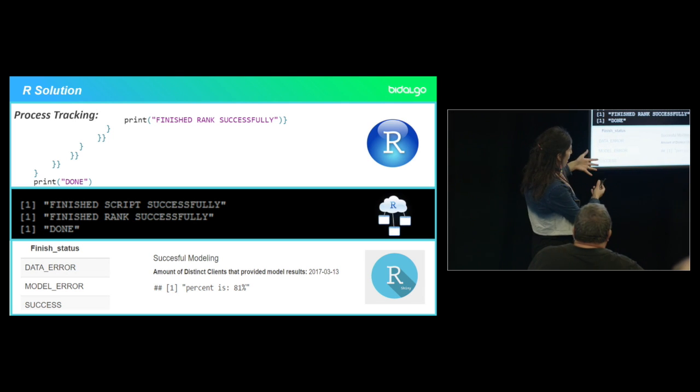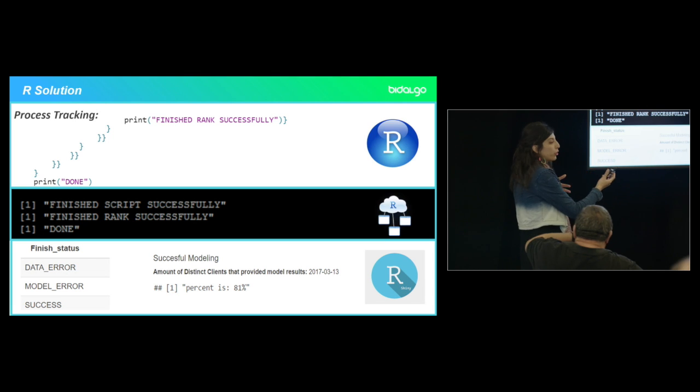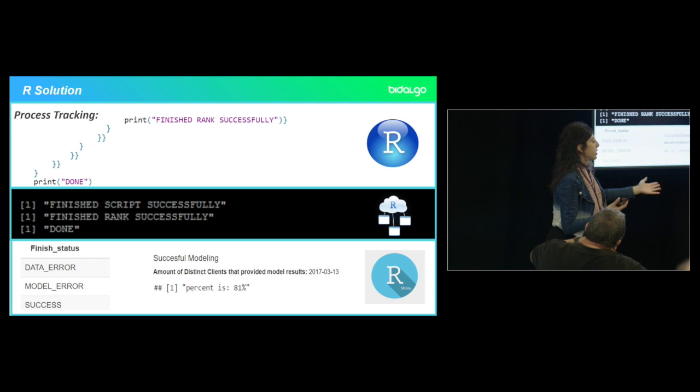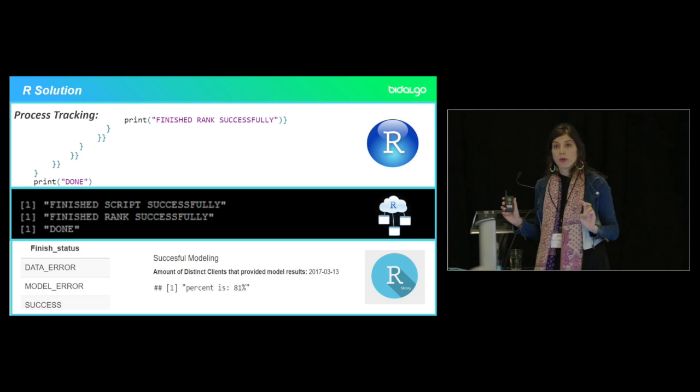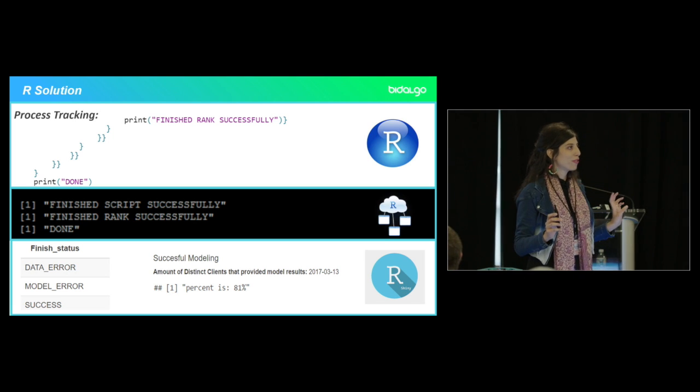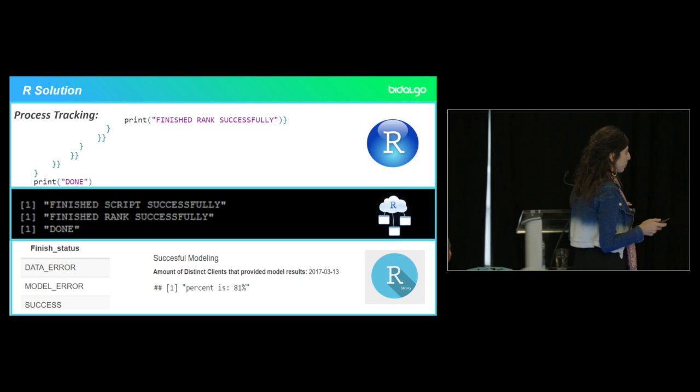So here, I divided to three sections, data error, model error, and success. And I know exactly what is the success rate. And if I have a problem, I also have a monitoring process that goes to Slack channel and notify me whenever I have a problem.